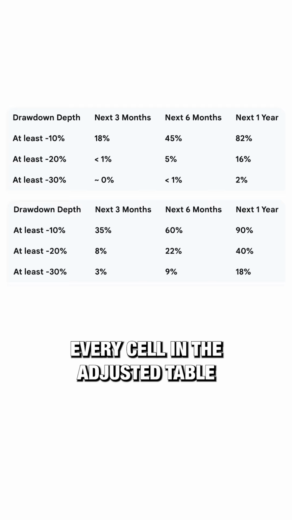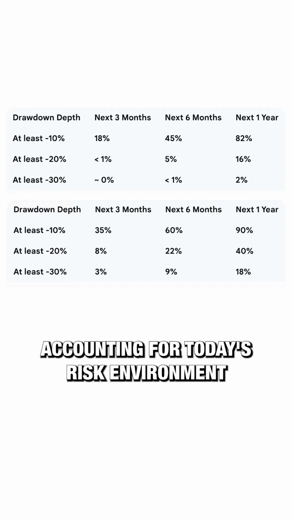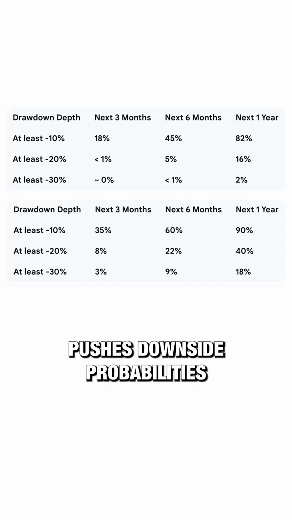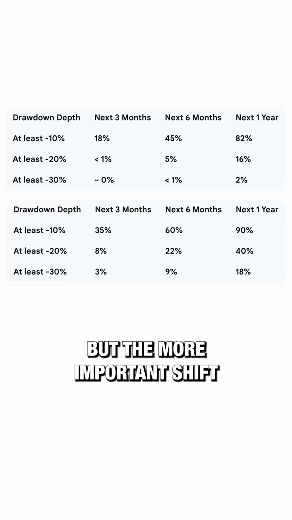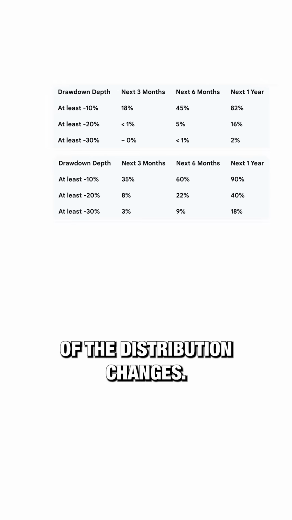Every cell in the adjusted table is larger than its counterpart in the standard model. Accounting for today's risk environment pushes downside probabilities higher across the board. But the more important shift isn't just the level of risk. It's how the shape of the distribution changes.